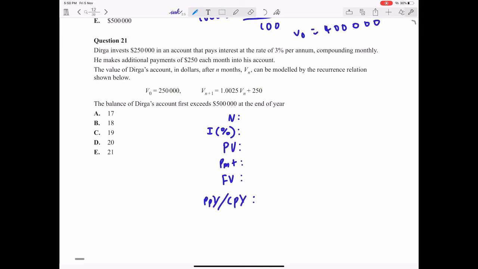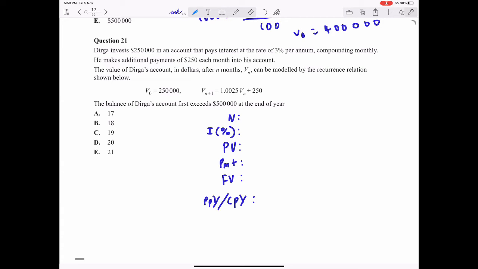Question 21. Durga invests $250,000 in an account that pays interest at the rate of 3% per annum, compounding monthly. He makes additional payments of $250 each month into his account. The value of Durga's account in dollars after n months, Vn, can be modeled by the recurrence relation shown below. The balance of Durga's account first exceeds $500,000 at the end of the year. Well, so we need to determine that.